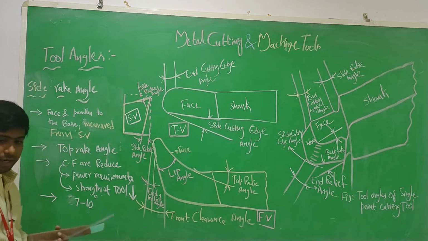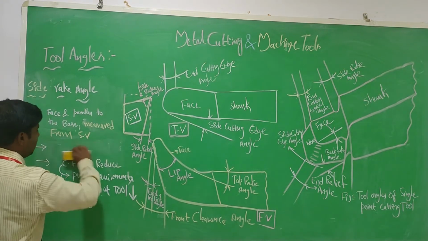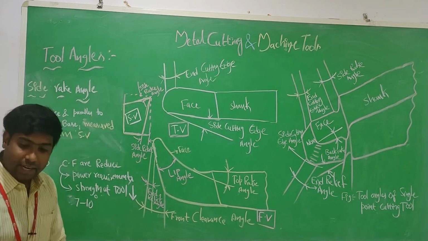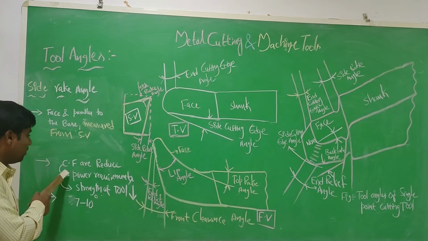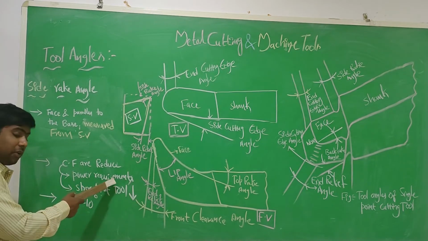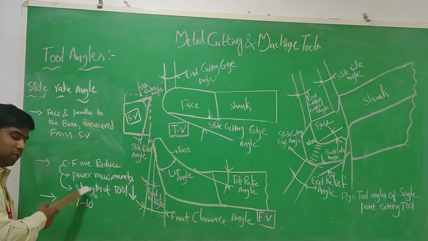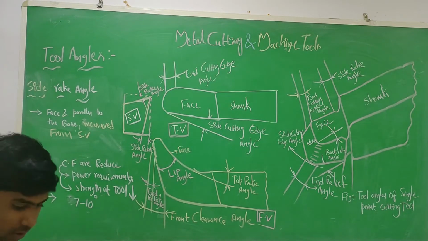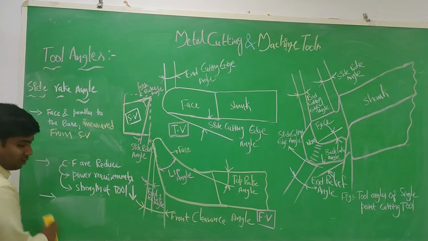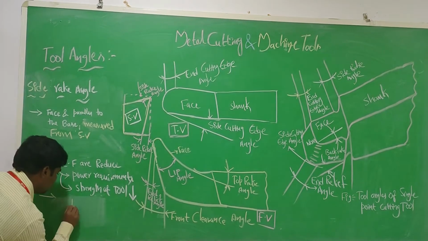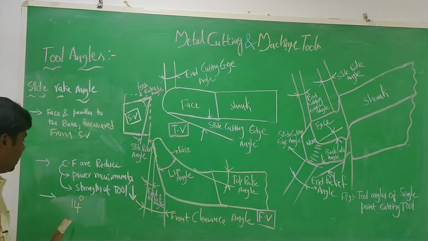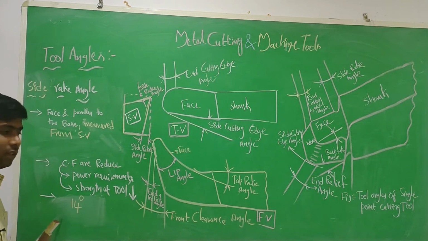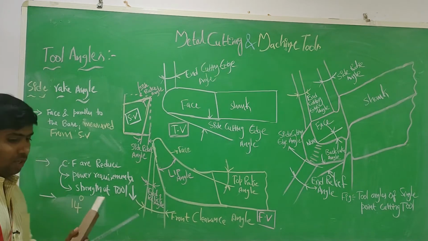So what about side rake angle? If the side rake angle increases, cutting forces are reduced, power requirements are also reduced, and the strength of the tool is also reduced. The value of the side rake angle is 14 degrees. Okay friends, the value is 14 degrees. So this is all about side rake angle.